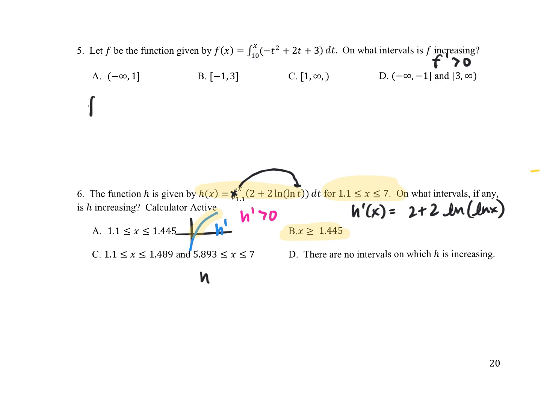Sure. F prime of x is going to be negative x squared plus 2x plus 3, times the derivative of that upper, which is 1. We don't need to worry about the bottom. Oh, because you just take out the interval. You got it, bud.